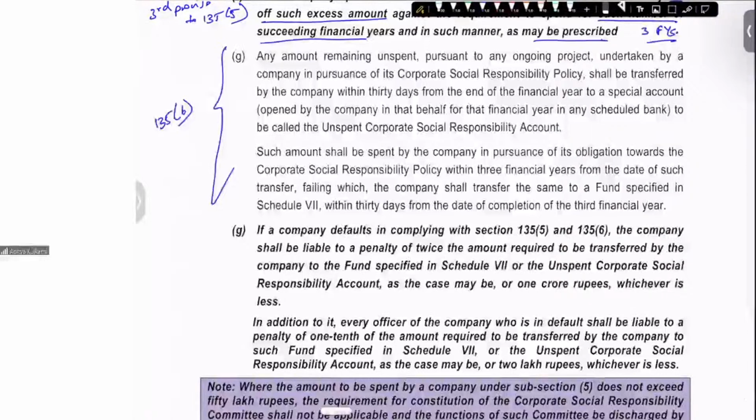Now if you look at this, this is 135(6), amount transferred pursuant to an ongoing project, transferred to a special account. This is the escrow, to be called the Unspent CSR Account. Such amount shall be spent within 3 financial years from the date of the transfer, failing which the company shall transfer the same within 30 days from the date of completion of the 3rd financial year. So this is my 135(6).